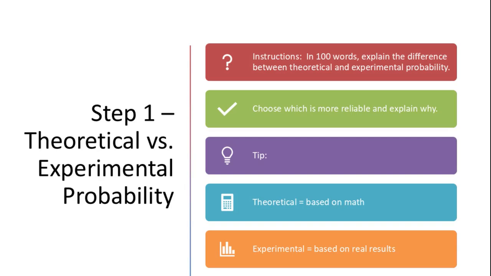Your first task is to explain the difference between theoretical and experimental probability in 100 words. Decide which is more reliable and why. Remember, theoretical probability is math-based, while experimental relies on real results.